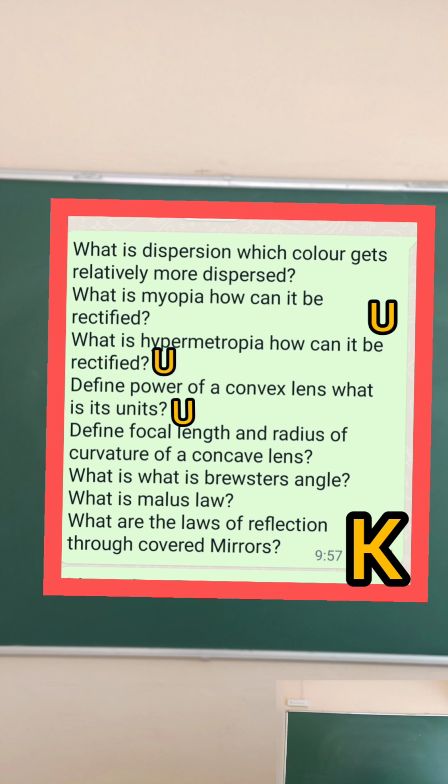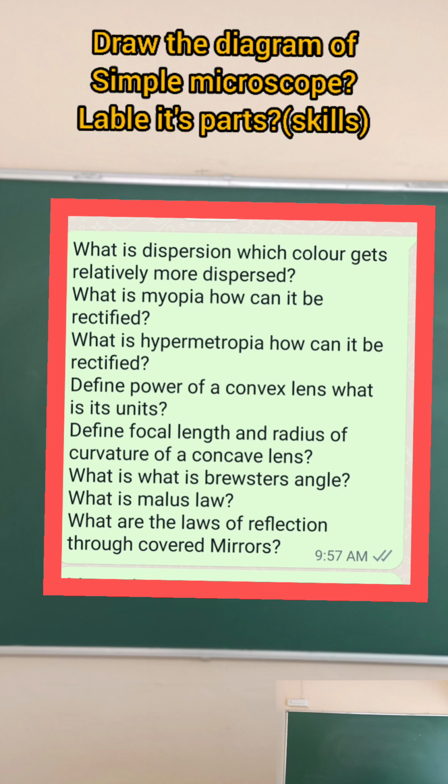Define focal length and radius of curvature of convex lens or concave lens. What is the Brewster angle? What is Boyle's law? What are the laws of reflection through curved mirrors?